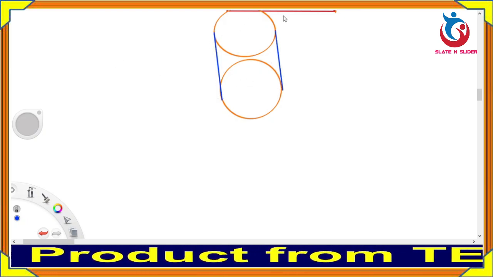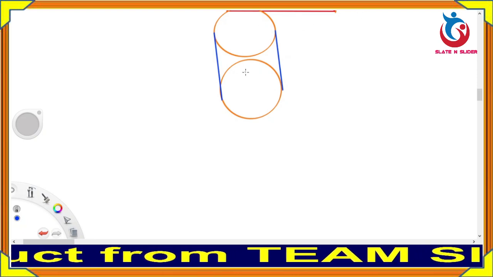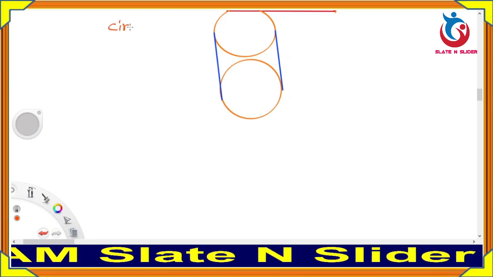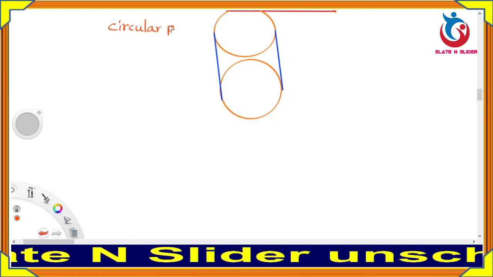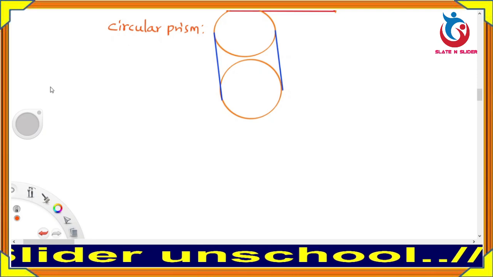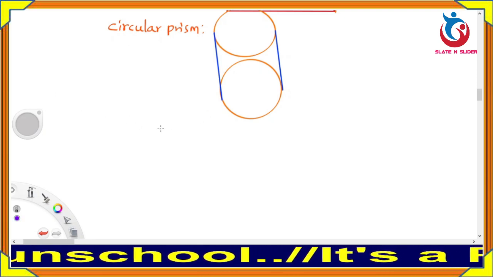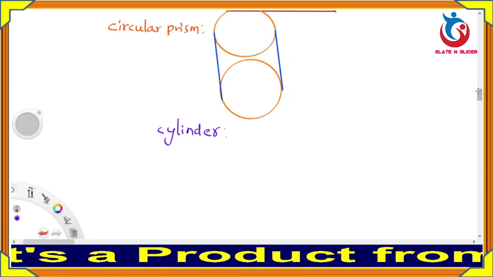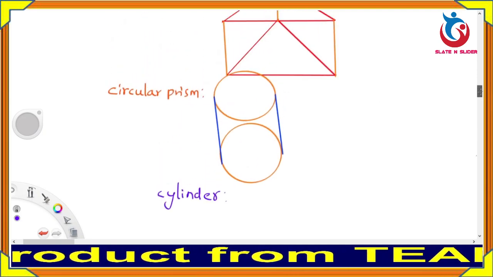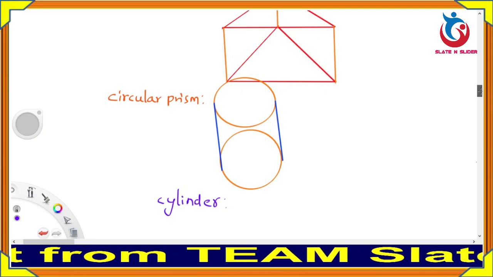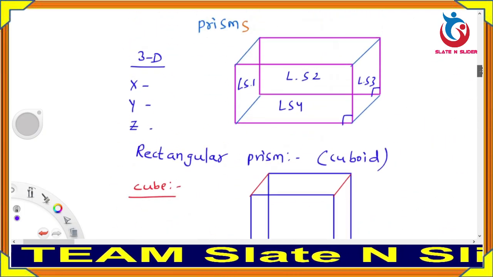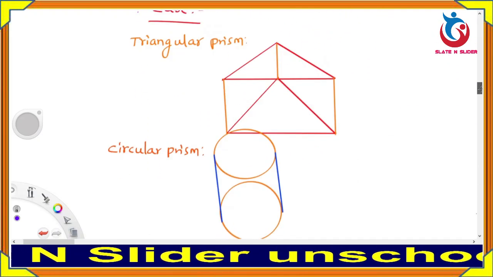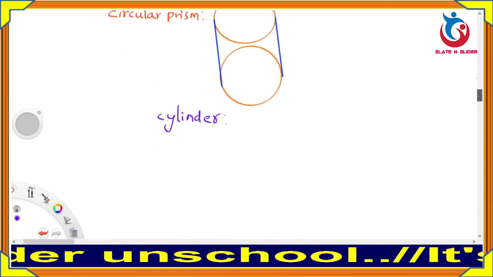Just observe. Here the base is in a circular shape, so this is called a circular prism, but it has another name, that is a cylinder. So by observing the base of the prism, we are naming them. So they are cubes, cuboid, triangular prism, and circular prism, that is nothing but a cylinder.